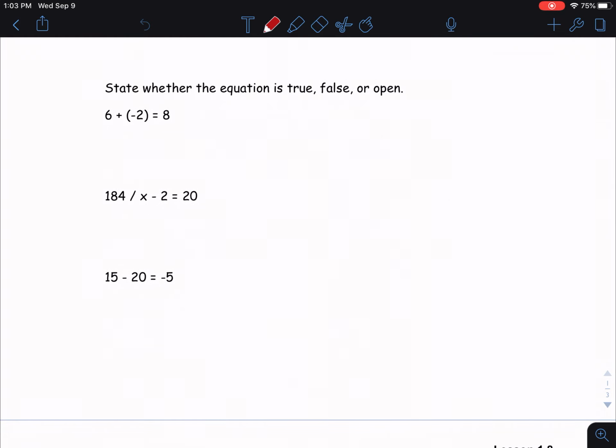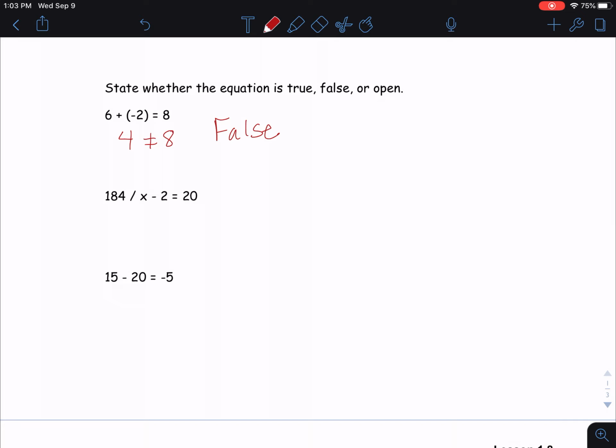In order to decide if an equation is true or false or open, to determine between true or false, we need to find out the values of both the left and right hand sides. So looking at this first example, 6 plus negative 2 is 4. 4 is not the same value as 8, so this equation is false.